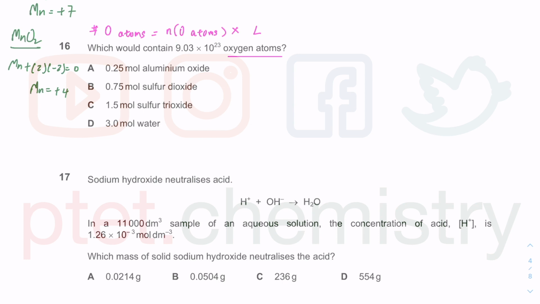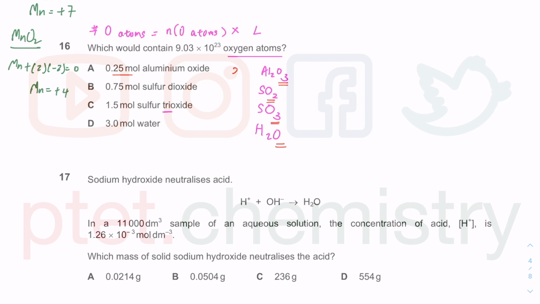What do we have here? We have Al2O3 because it's Al3+ and O2-. Sulfur dioxide is SO2. Sulfur trioxide, tri means 3, so it's SO3. Water is H2O. So we look at how many oxygen atoms there are. There are 3 oxygen atoms, 2 there, 3 there, and 1 there. And we have 0.25 mole.